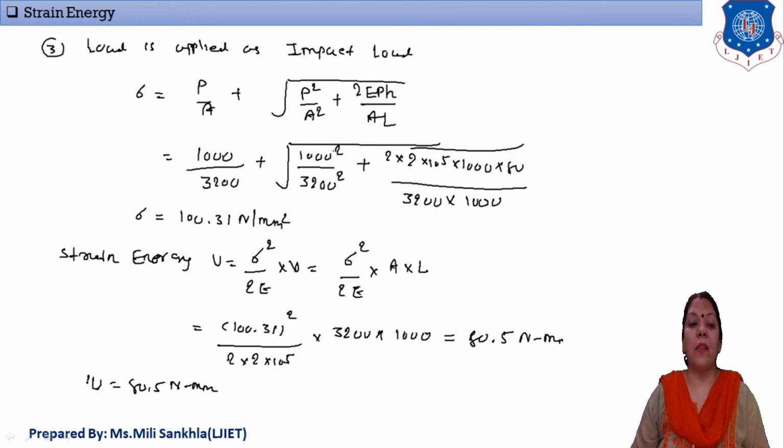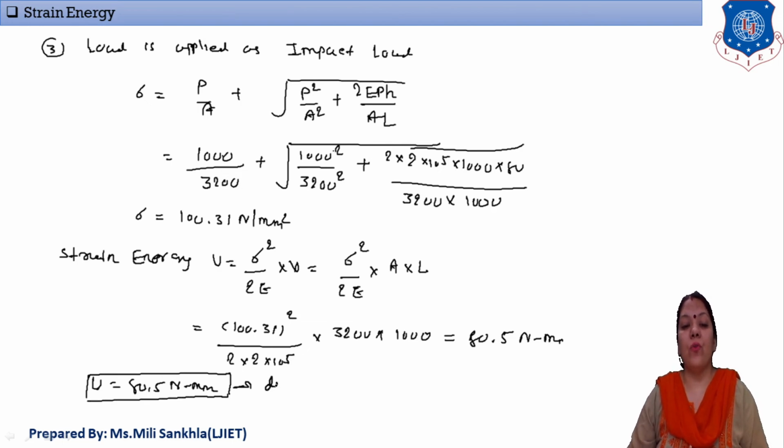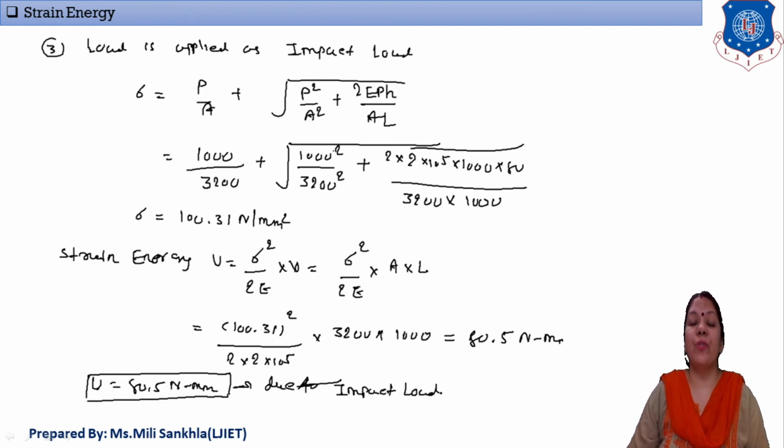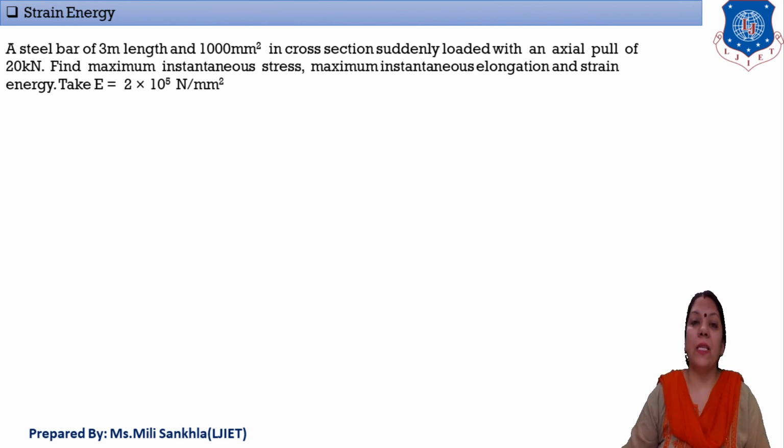Write down here, this is the strain energy due to impact load. Here our example of strain energy is complete. In this example, we find out stresses for different loads and also energy with respect to these different types of loading. Now our second example. Before solving this example, read the given data properly.